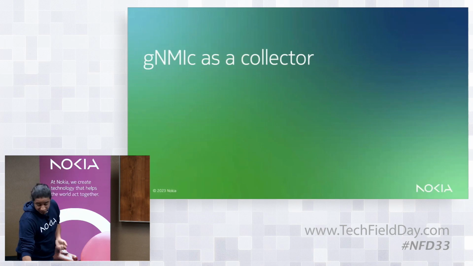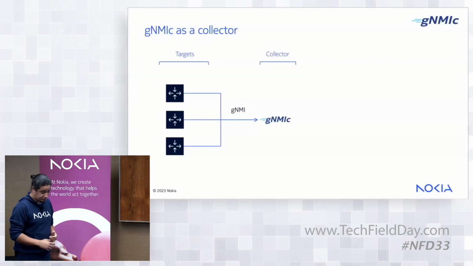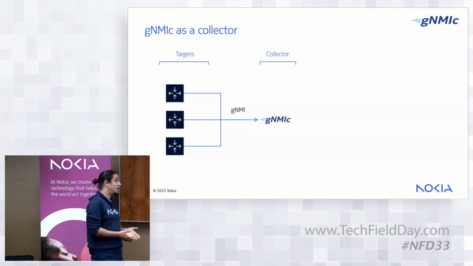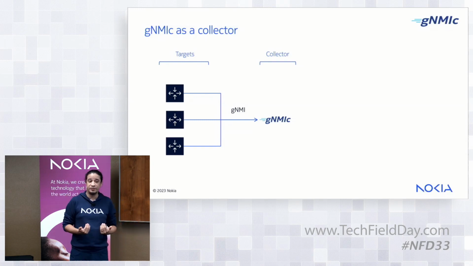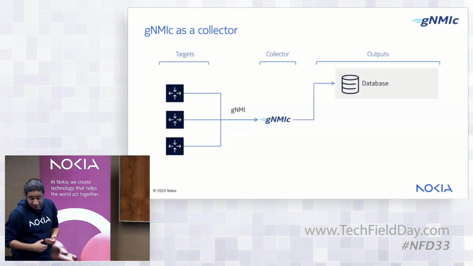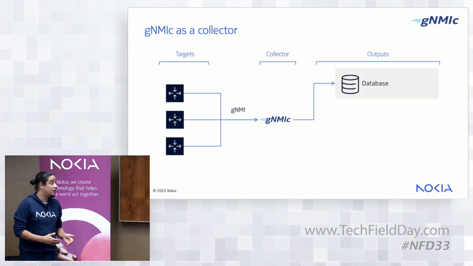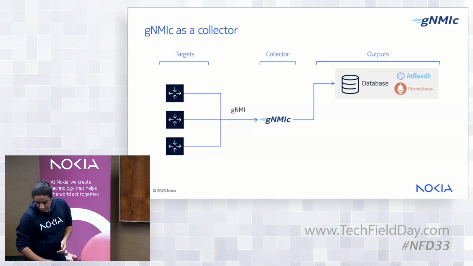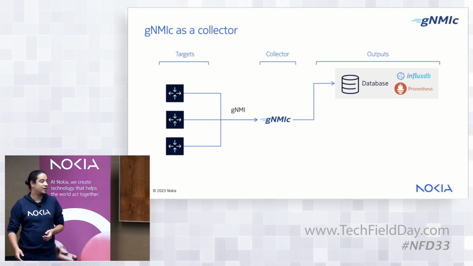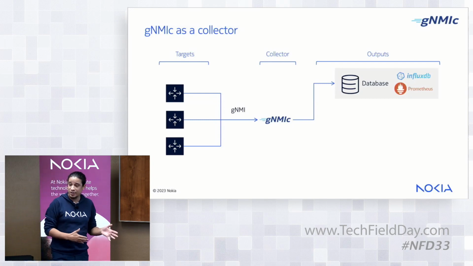Now, moving on to gNMIc as a collector. So a collector is basically connecting here to different targets, receiving gNMI notifications or gNMI subscribe responses. It will go and write them to different outputs. So the typical output you see is a database, typically a TSDB. The usual suspects are InfluxDB and Prometheus, or whatever flavor of Prometheus. So gNMIc allows you to do that.